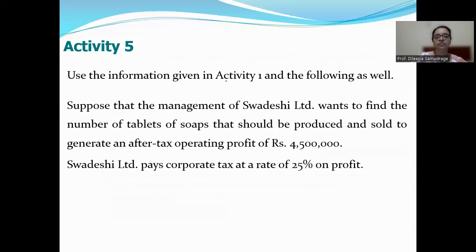Okay, so use the information in activity 1, not activity 3. Go to activity 1, right? Suppose that the management of Swadeshi Limited wants to find the number of tablets of soap that should be produced and sold to generate an after-tax operating profit of 4.5 million, right? The tax rate is 25%. So find out the units. Quickly do this. It's easy. Go to activity number 1.